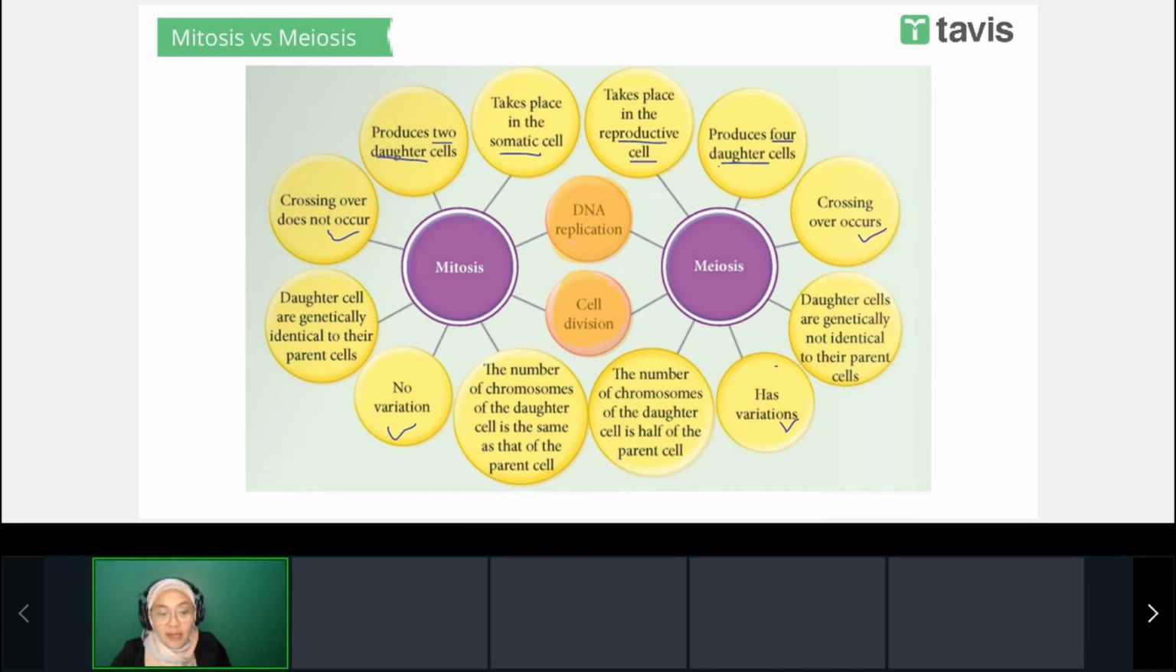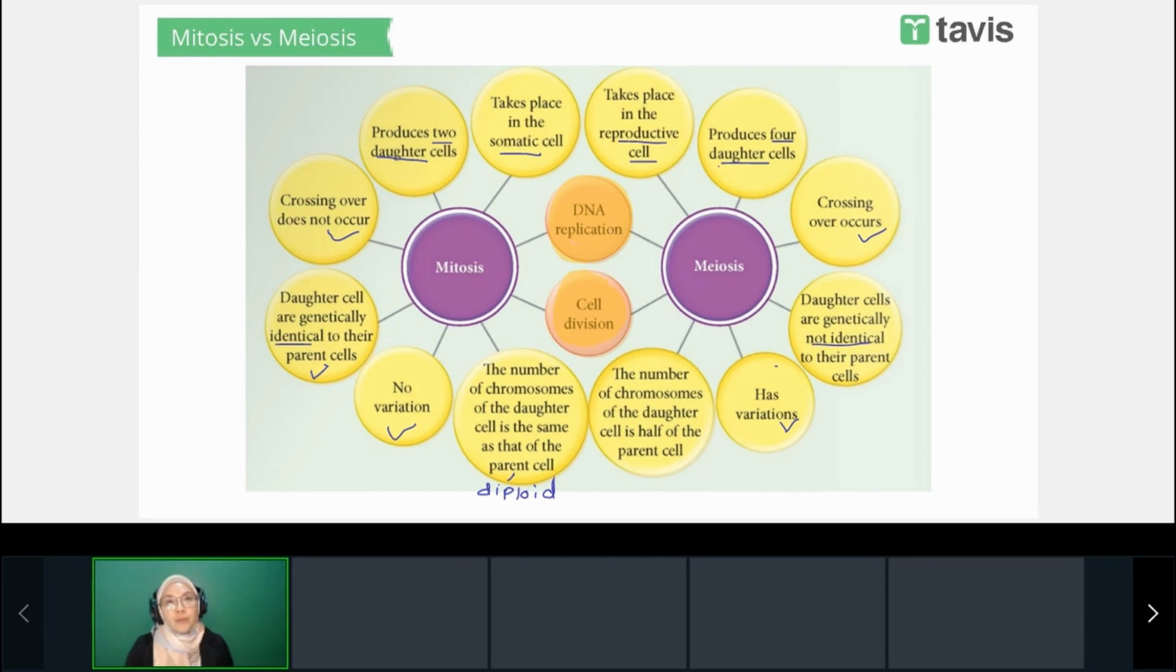The daughter cells are identical to their mother cell, because there is no crossing over and no changing of information. That's why they look the same as their parent cell. For meiosis, because there is crossing over, the daughter cells are not identical to their parents. For mitosis, the number of chromosomes is the same as at the beginning. If your beginning is four chromosomes, then your ending is four chromosomes. We call it diploid.